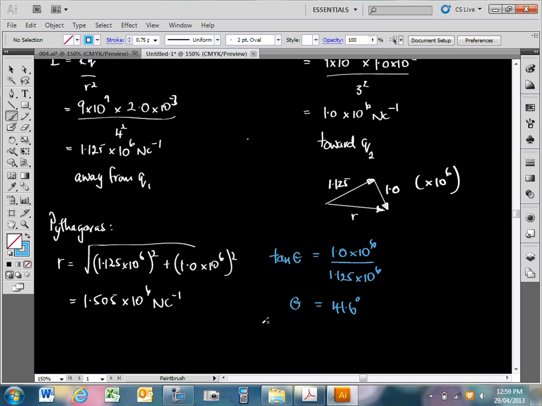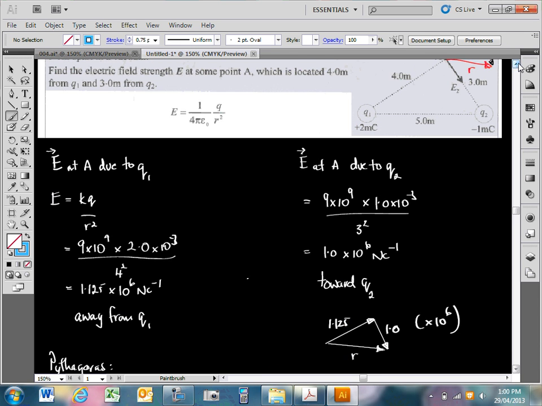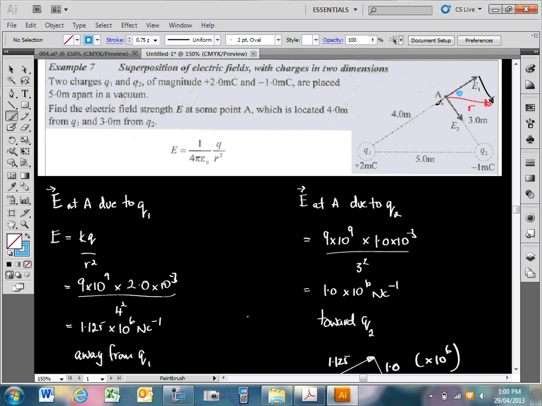And the book says you're going to have to say this value relative to something, and the book does this below the line joining Q1 and A. So that just says Q1 and A, so below this line here.